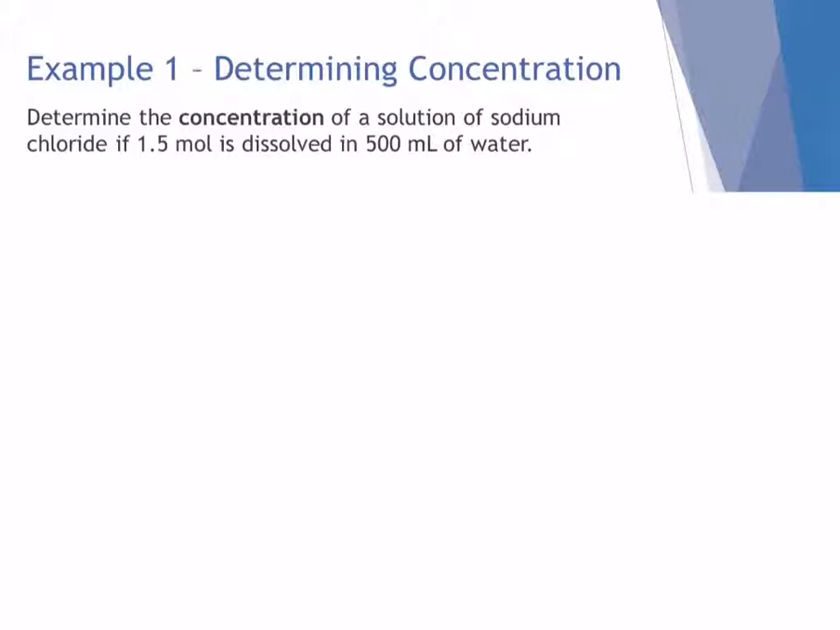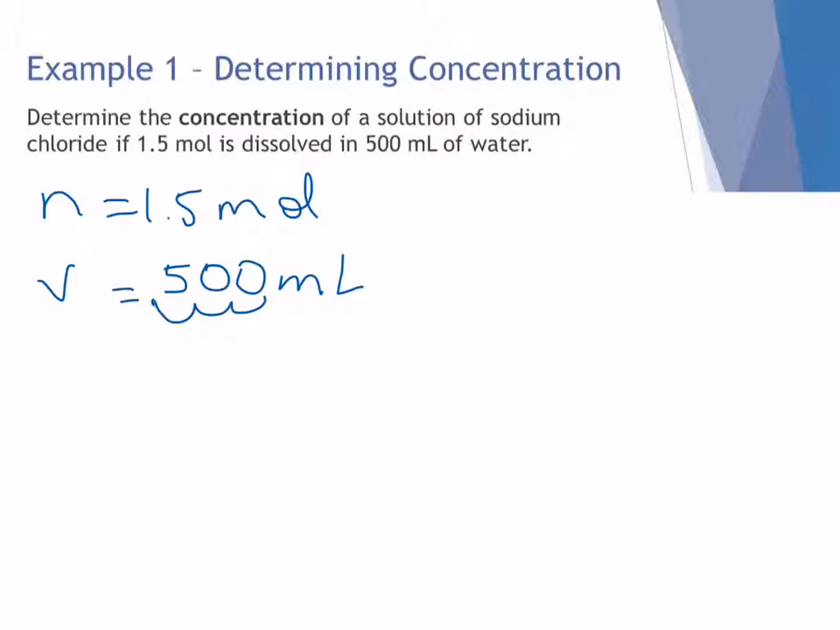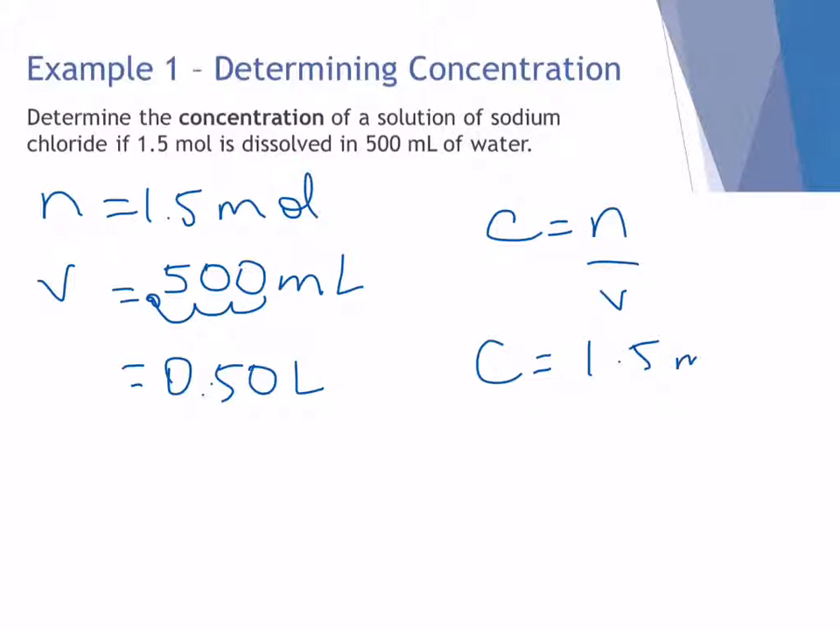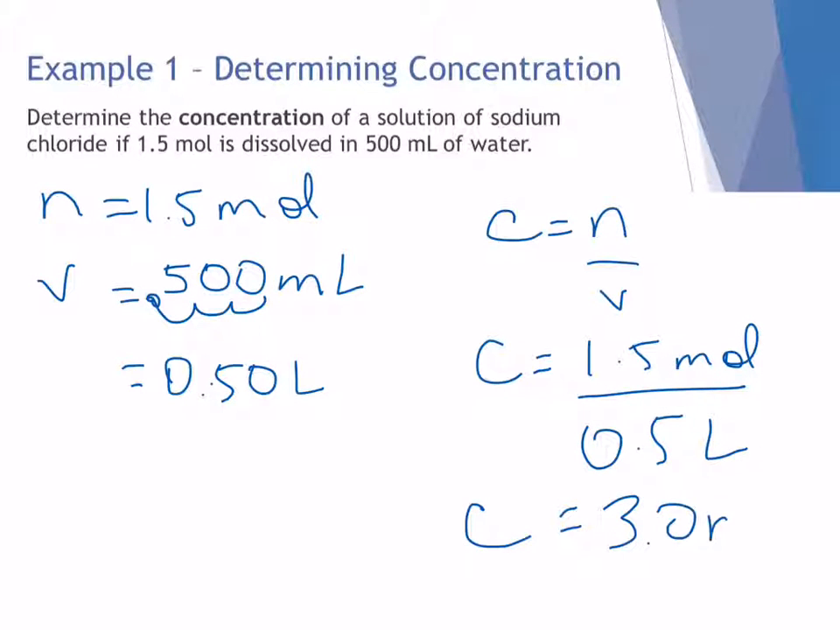In this first example, it's asking us to determine the concentration of a solution of sodium chloride if 1.5 moles, so our moles are 1.5, are dissolved in 500 milliliters. So again here, we're going to need to divide by 1,000, so move the decimal 3 spots. So we have 0.5 liters. C is equal to N divided by V. So we have our 1.5 moles divided by our 0.5 liters. So we get 3.0 moles per liter.